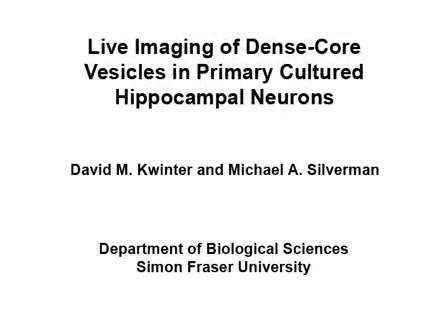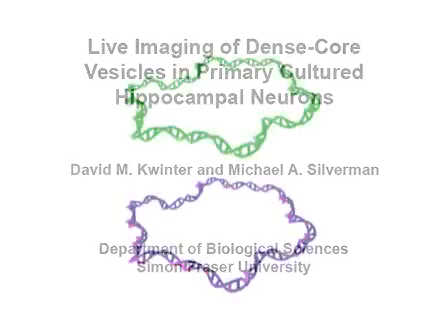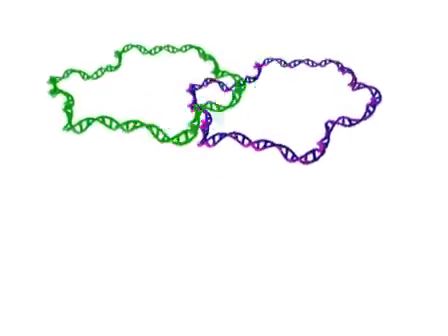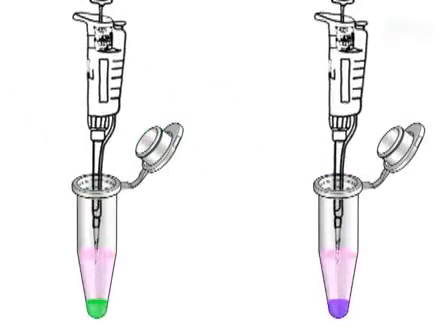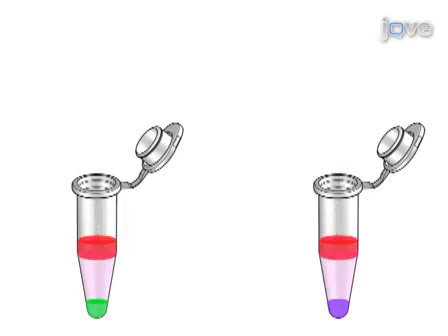Live cell imaging is particularly useful when studying the dynamics of organelle trafficking. This video will highlight a procedure used to image dense core vesicles in cultured hippocampal neurons. Transfection complexes are first obtained by mixing DNA, MEM medium and the lipofectamine transfection reagent.